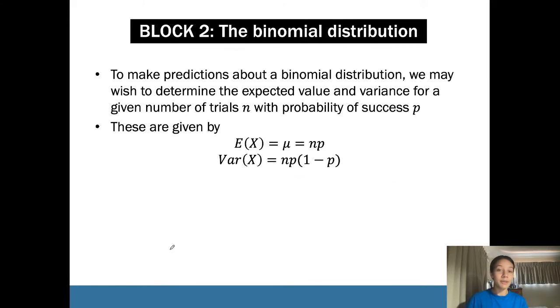Alrighty, so to make predictions about a binomial distribution, we may wish to determine the expected value and variance for a given number of trials with probability of success p. So you have your expected value there, and then the variance can be given there. And then your standard deviation is going to be the square root of your variance.